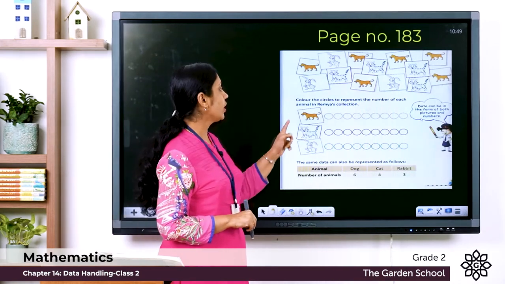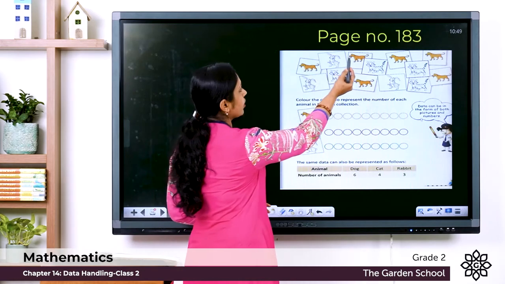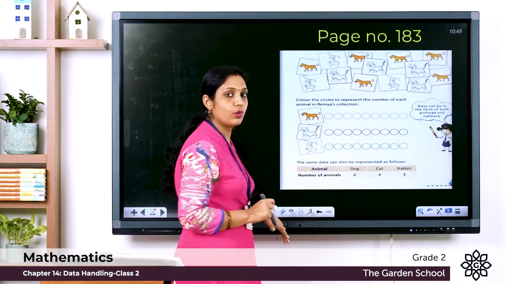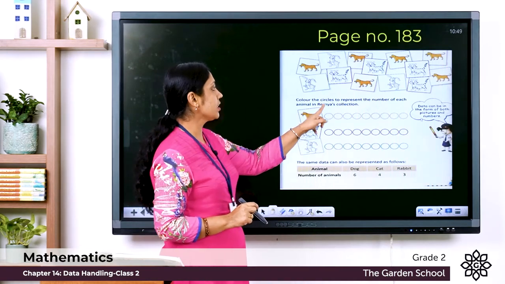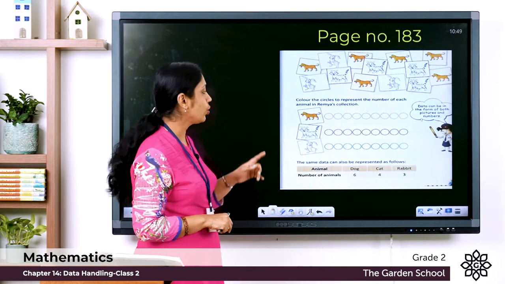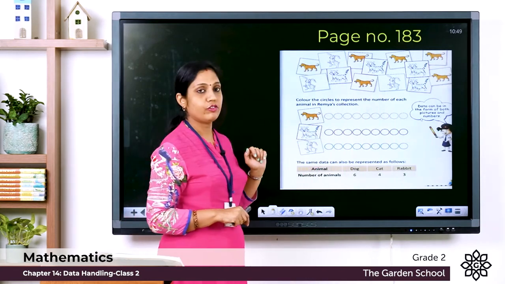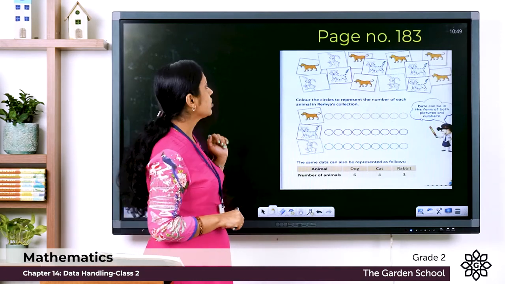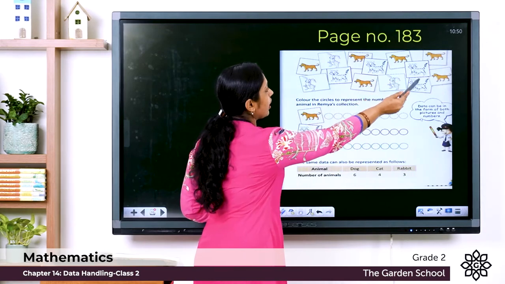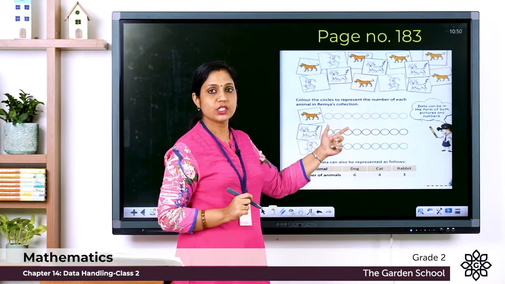So first we'll count how many dogs are there in Ramya's collection. 1, 2, 3, 4, 5, 6. So what you have to do, you have to color the circles to represent the number of each animal in Ramya's collection. So you have to color 6 circles here. The next we have to find out the number of cats. So how many cats are here? 1, 2, 3, 4. So what you have to do? You have to color 4 circles.